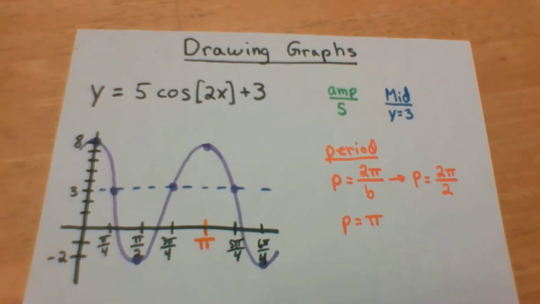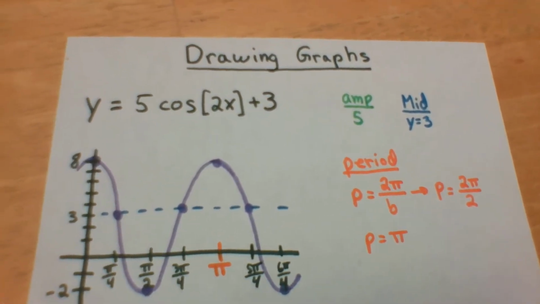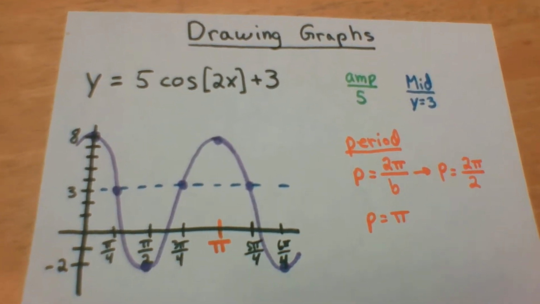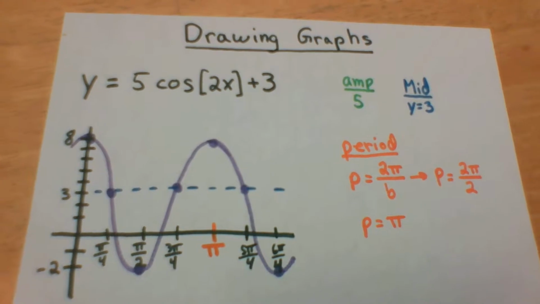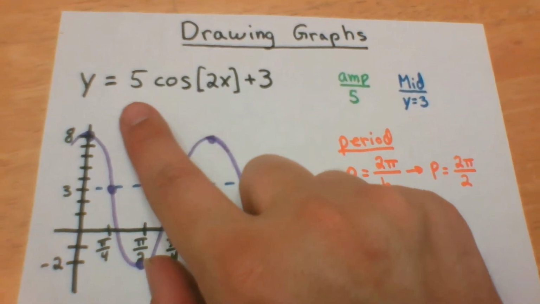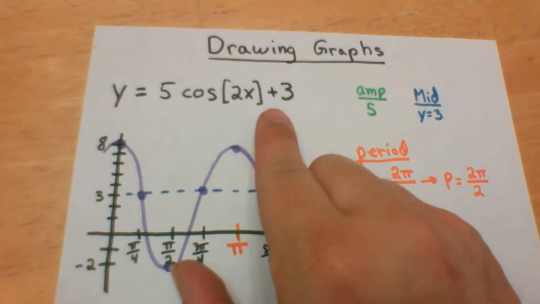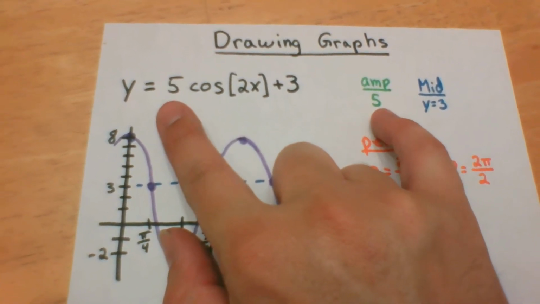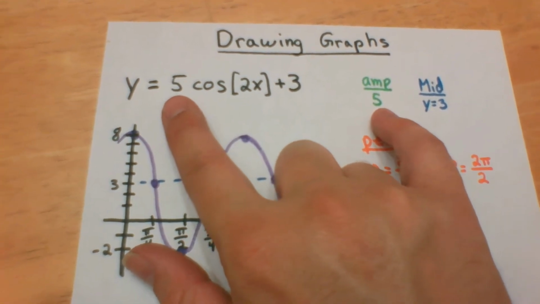One of the hardest things on this test will be actually drawing a graph from an equation from scratch, but it is something I want you to be able to do. So to be able to draw a graph, you first have to be able to identify all the characteristics from the equation. So first, the number in front is your amplitude. So right there, our amplitude is 5.